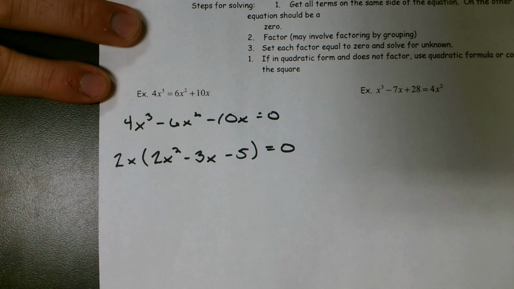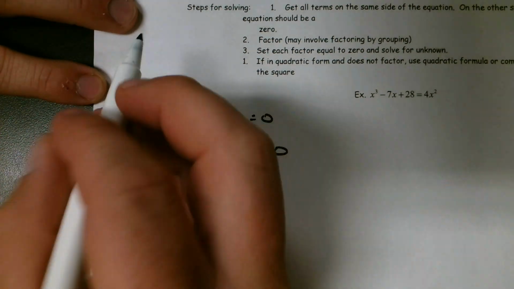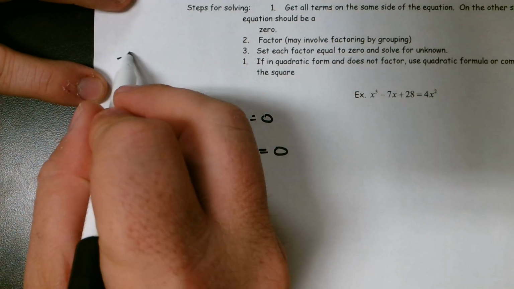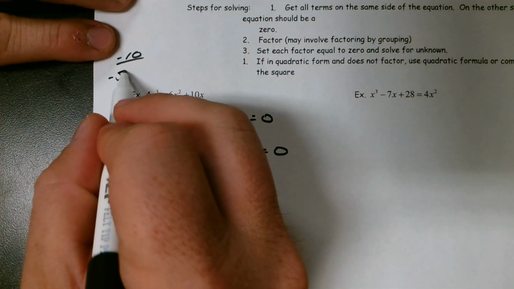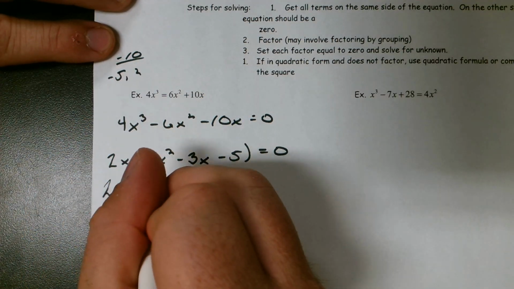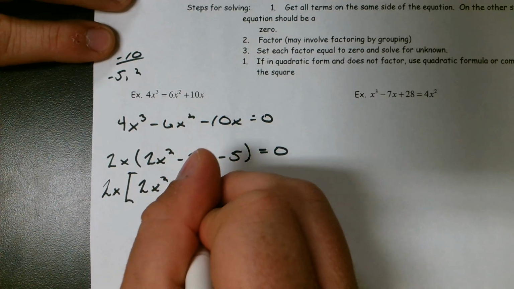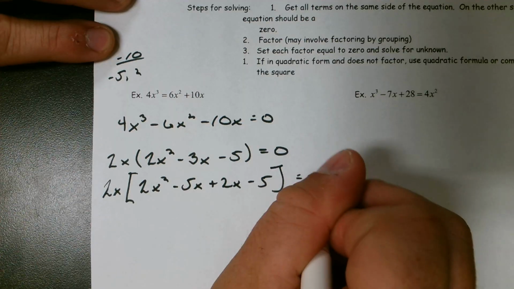Okay, now we got a little AC method that we need to do. So 2 times negative 5 is negative 10. I can write that up here. Factors of negative 10 that add up to negative 3 are negative 5 and 2. So 2x squared minus 5x plus 2x minus 5 equals 0.